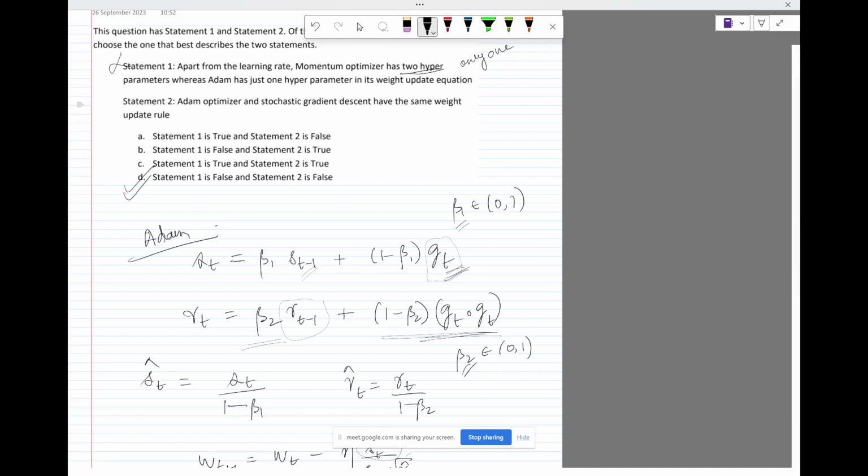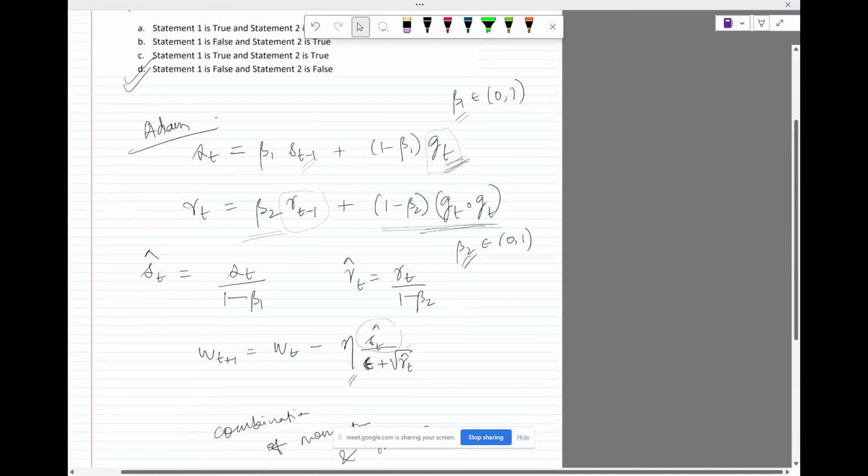In this question, it was simple because they're talking about how many parameters there are, and by just looking at the formula we know there are more parameters than what is mentioned here, and the weight update rule is drastically different from normal stochastic gradient descent. Okay, so I'll go to the next question.